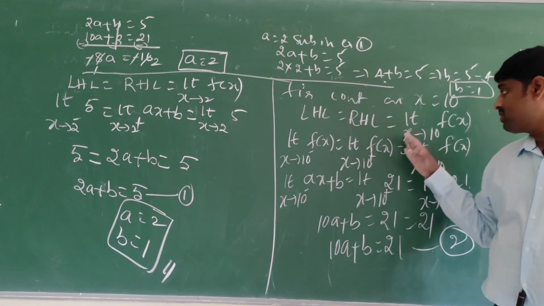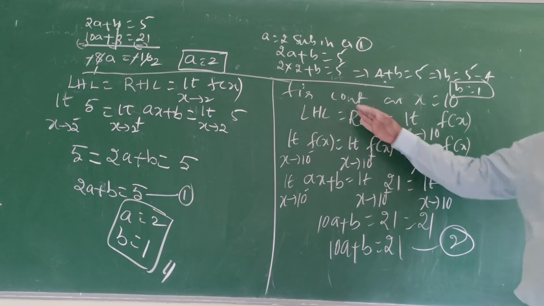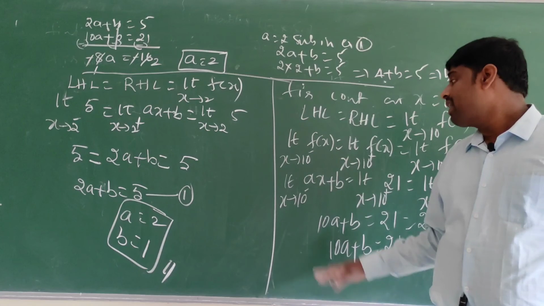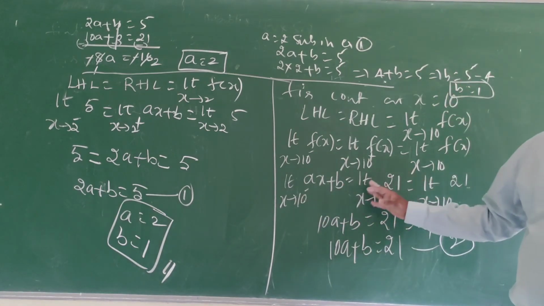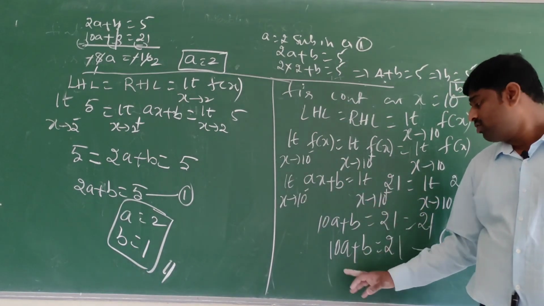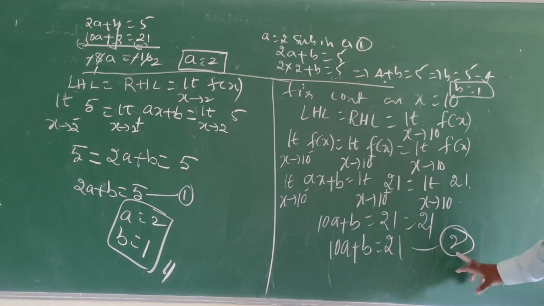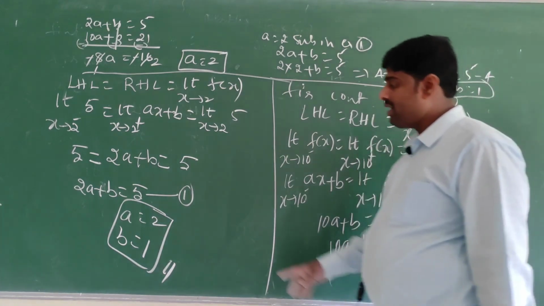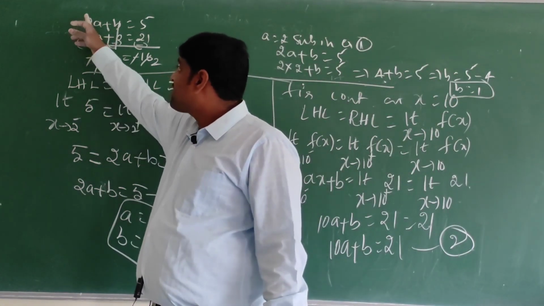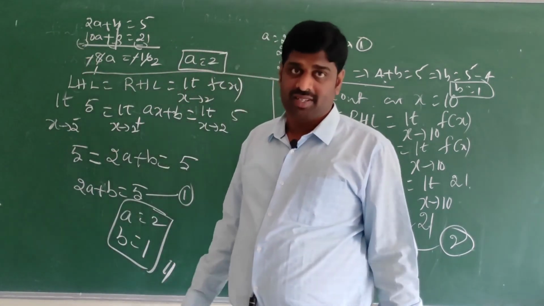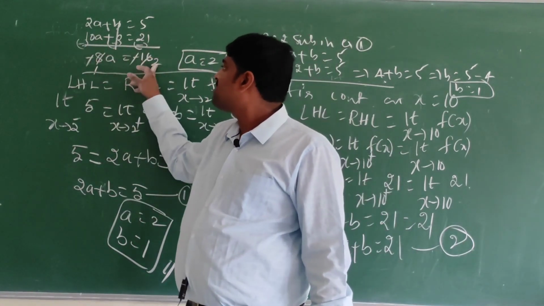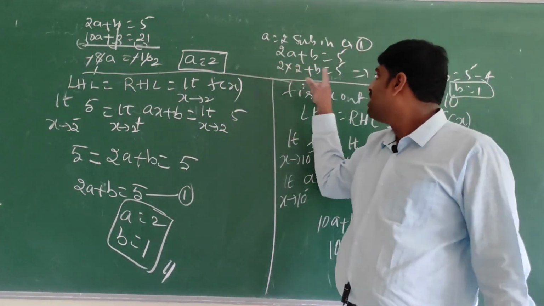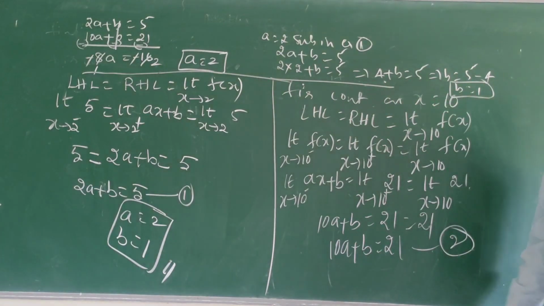F is continuous at x is equal to 10. LHL is equal to RHL is equal to limit x tends to 10 of f of x, and substitute the LHL function, RHL function and the limit function. Again substitute in the limits and simplify, and you will get 10a plus b is equal to 21. Put in equation number 2. Solving equations 1 and 2, this type of equations is simultaneous equations. Subtract these two equations and simplify and you will get a is equal to 2. Substitute this a value in equation number 1 and simplify and you will get b is equal to 1.